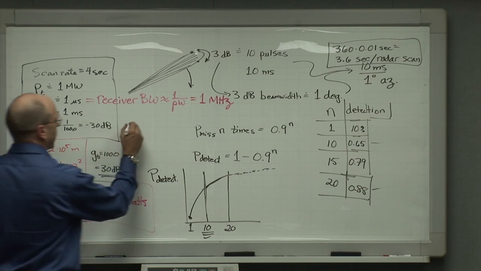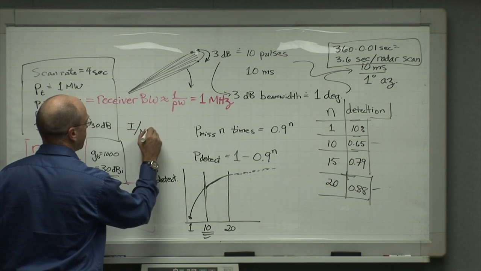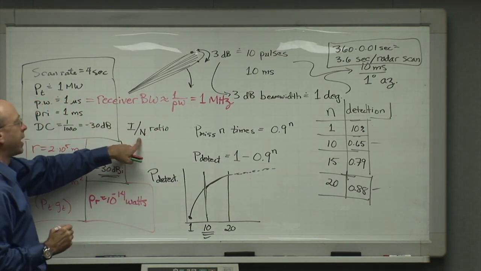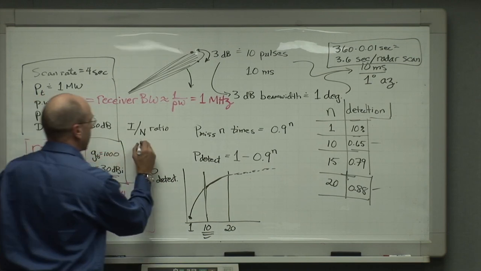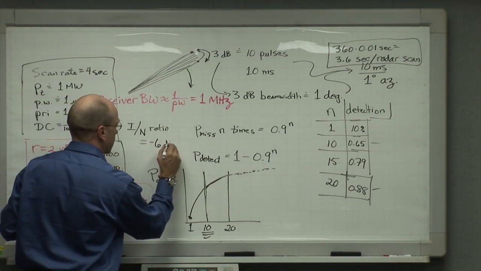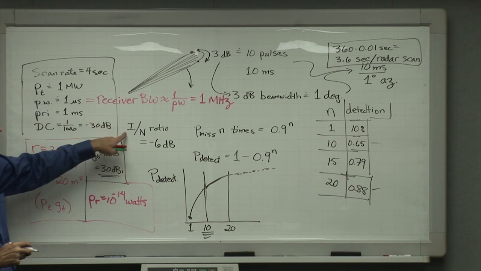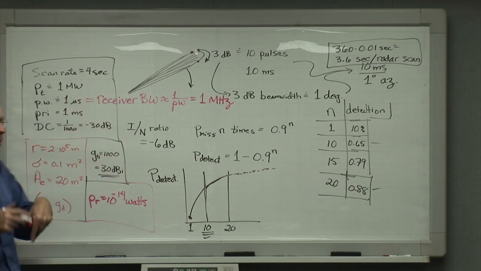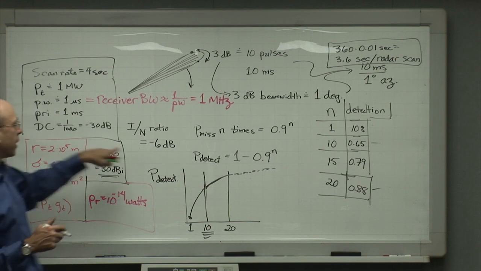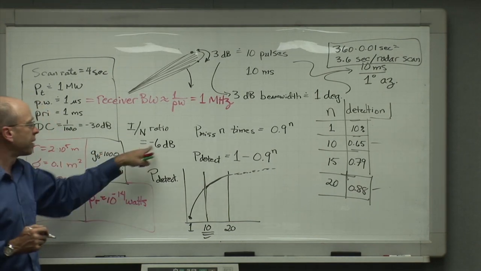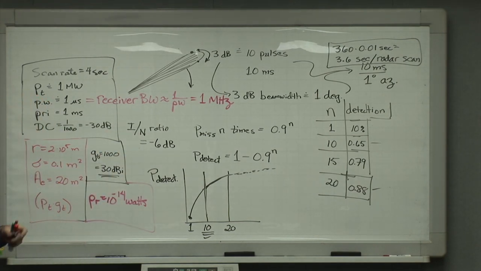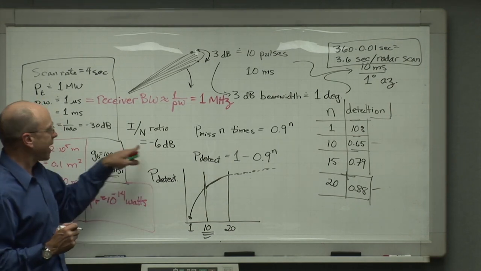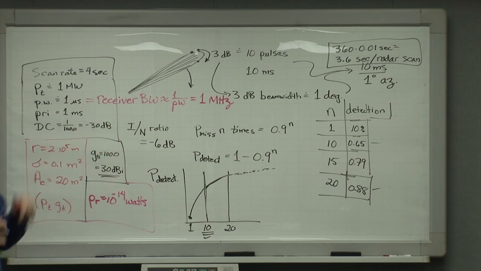It turns out that an interference-to-noise ratio, that is the ratio of the interference level coming into a radar receiver divided by the radar receiver's internal noise, if that's equal to about minus 6 dB, that is, if the interference is at 1/4 of the power of the radar's internal noise, lower than the radar's noise, that begins to cause target loss. And the worst thing about it is that you can't tell you're losing targets. There's no strobing shown on the radar screen.